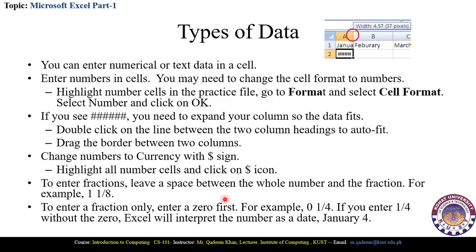Similarly, if you want to perform another operation like 11 by 8, it will calculate 11 by 8. To enter a fraction, type 0 first, for example 0 1 divided by 4, and it will calculate the fraction value. If you enter 1 over 4 without the 0, Excel will interpret it as a date. That means January 4. For example, if you type 1 by 4, it says that you have typed a date here, January 4, meaning 4 January. But if you enter 0 1 by 4, it will perform the calculation.